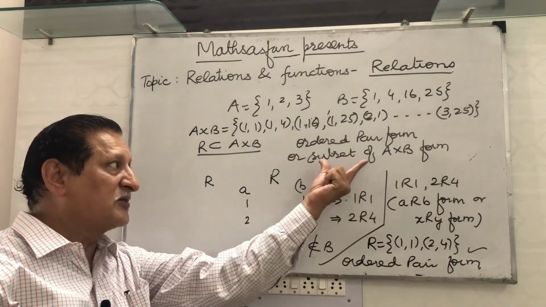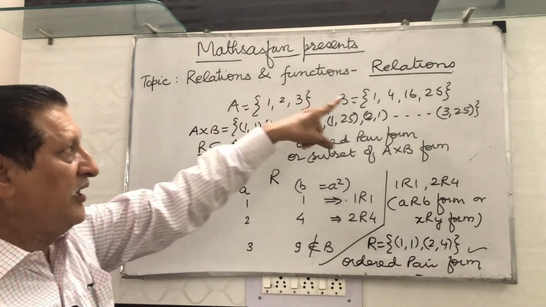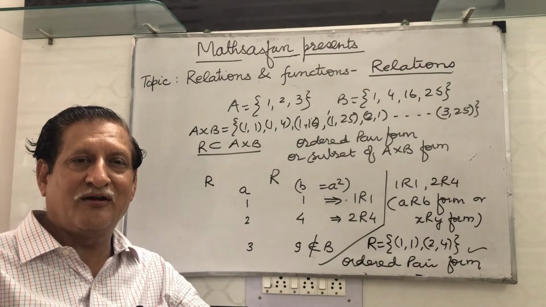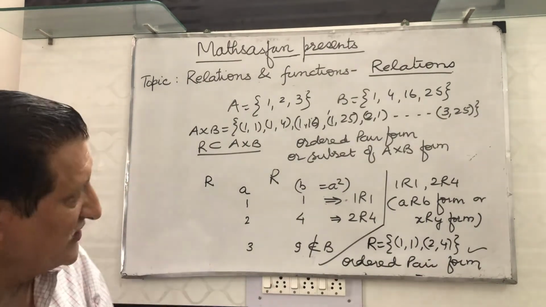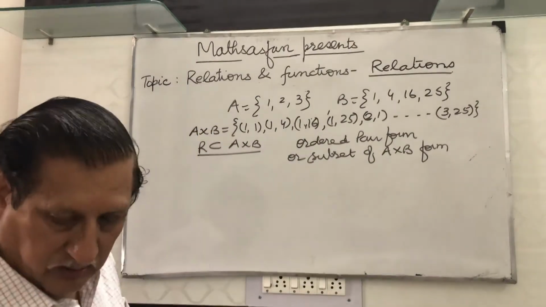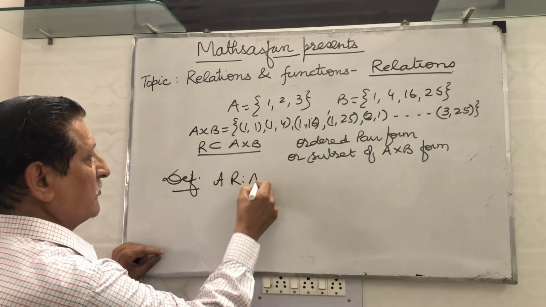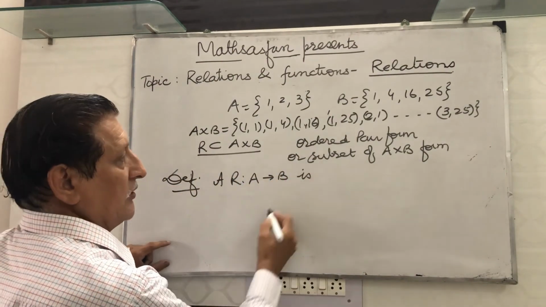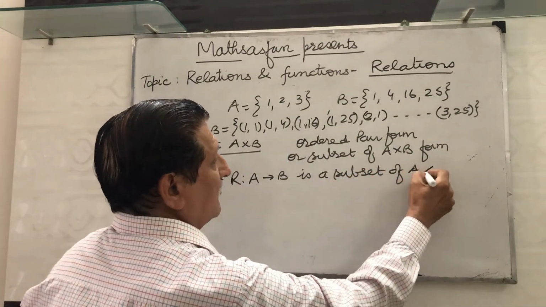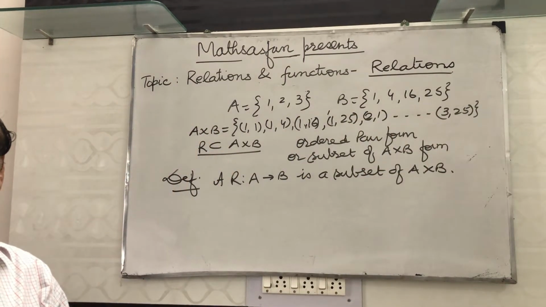Relation can be defined in this form. We can say a relation R from set A to set B is a subset of A cross B. It means the definition of relation is: a relation R from set A to set B is a subset of A cross B. This is the best definition we give in mathematics.